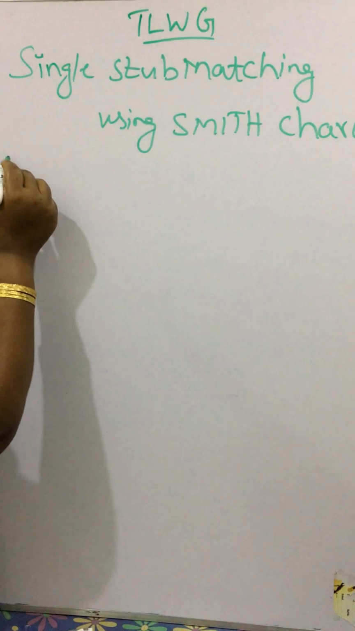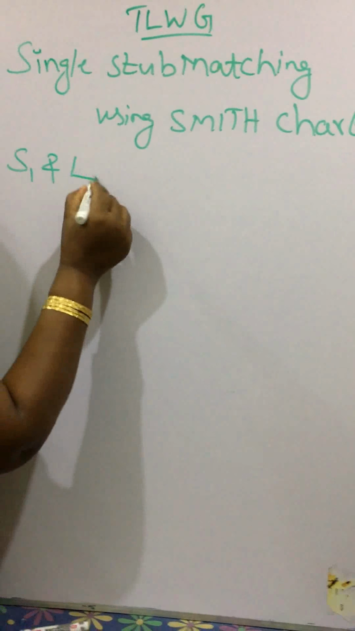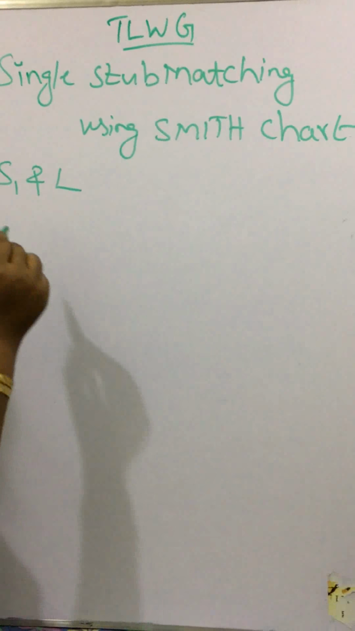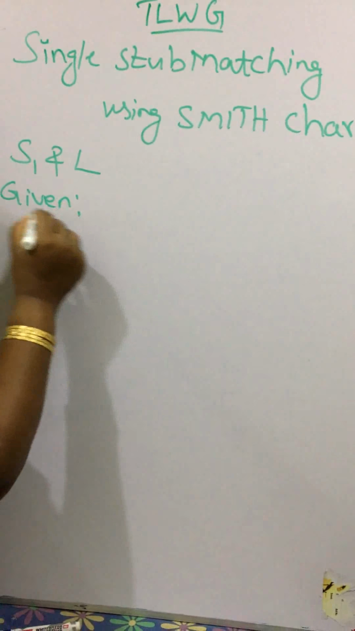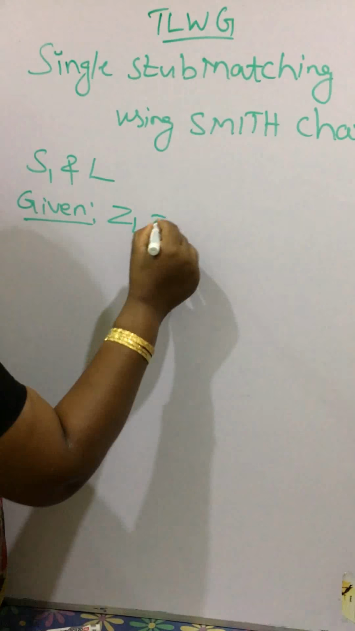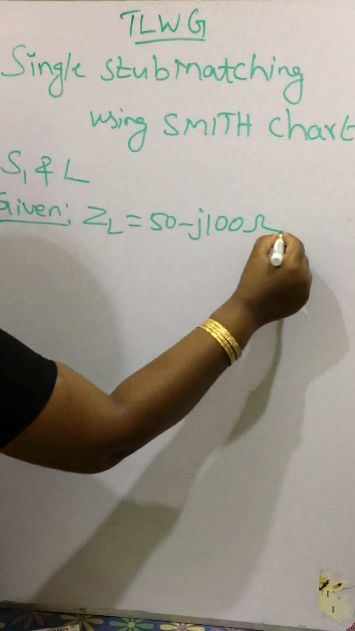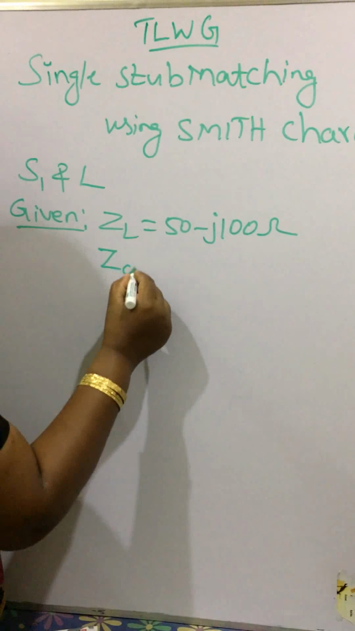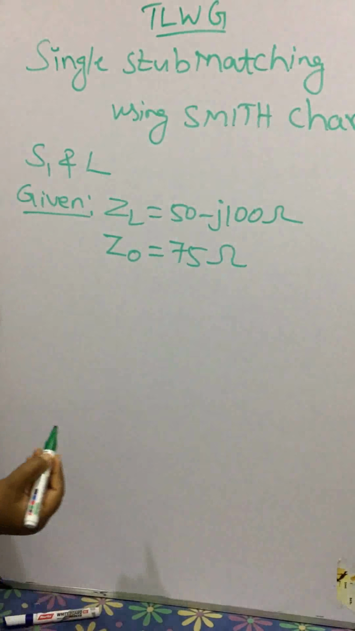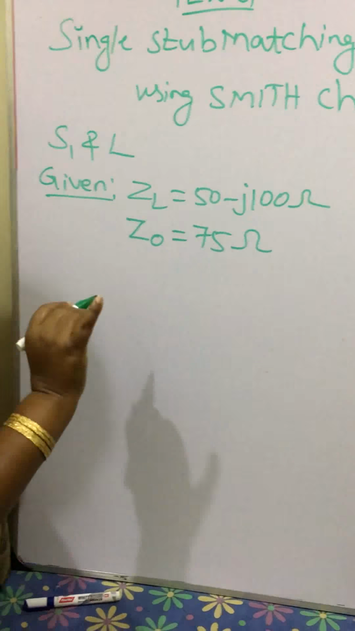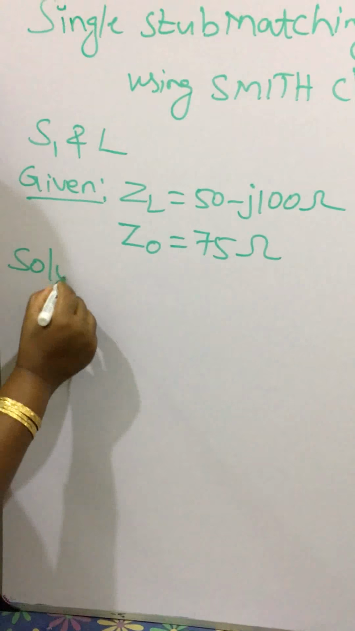So the question is, determine the location as well as length of the single step match. Okay, this is the question, and they are given that load impedance ZL is 50 minus j100 ohms and characteristic impedance Z0 is equal to 75 ohms. Okay, so we are going to solve this problem using Smith chart. So we can do this step by step.